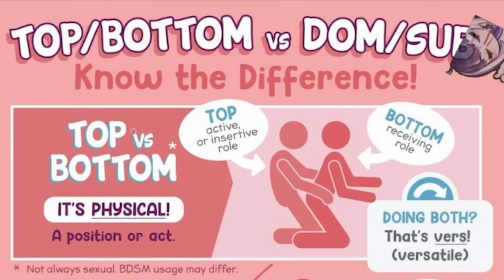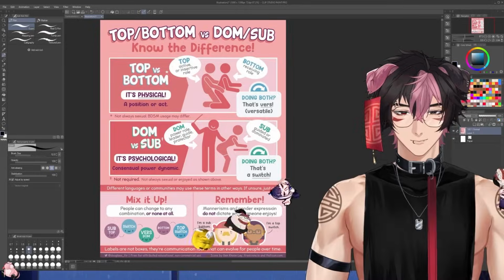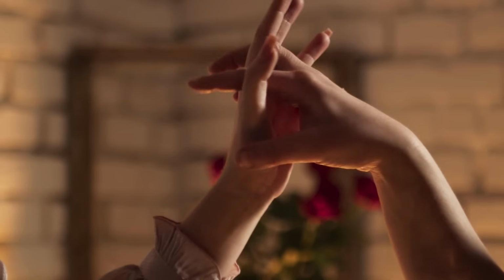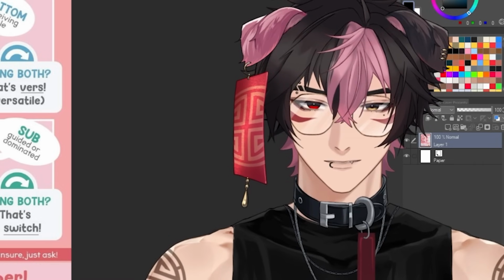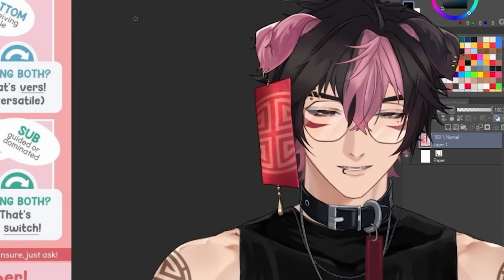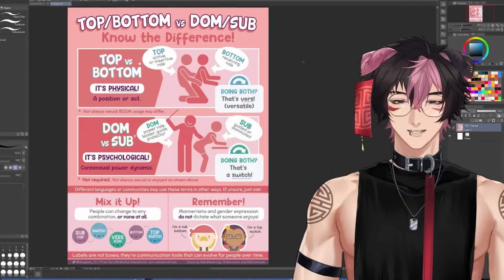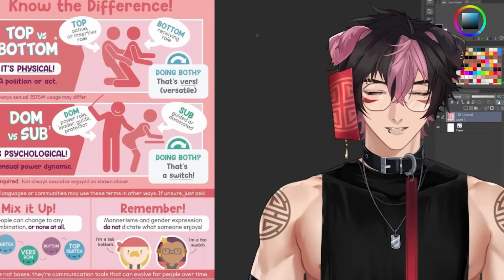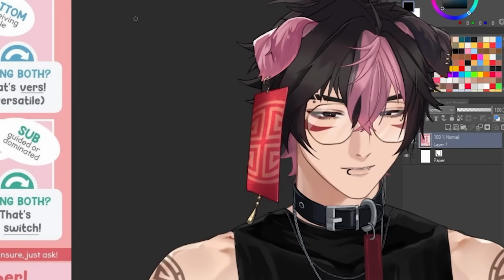As we can see with top versus bottom, this describes something physical, so a position or act, right? Because if you are a top, that is the person that inserts something into the bottom, and the bottom is the one that is receiving the thing that is being inserted into the bottom. Are you following along?